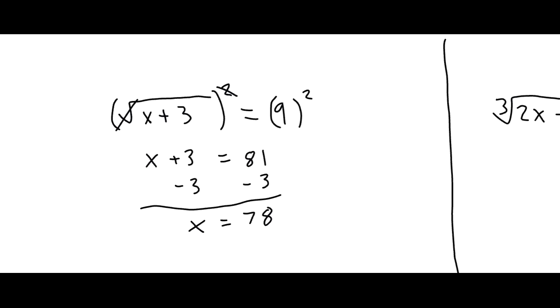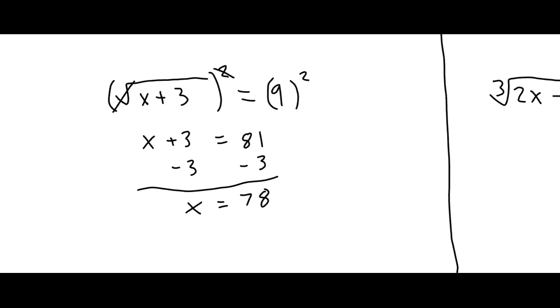We really do need to check our answers for these because sometimes we can do all the math right and still get an answer that doesn't work in the original problem. So I'm going to take the 78 and put it back into the original problem. We started with the square root of x plus 3, put the 78 where the x was. So we have the square root of 78 plus 3, and we're wondering, does that equal 9? Because that's what we had to start with.